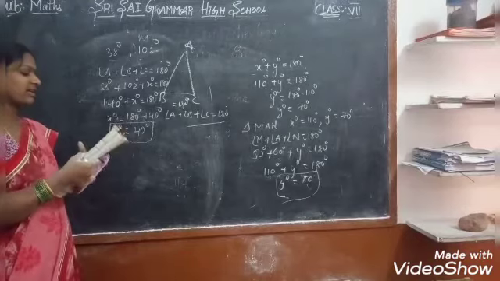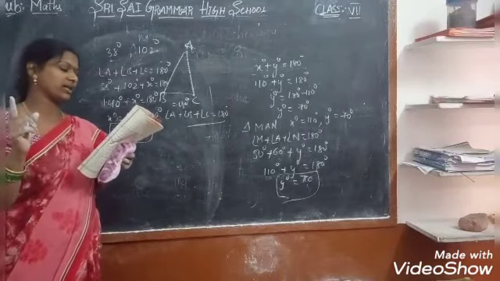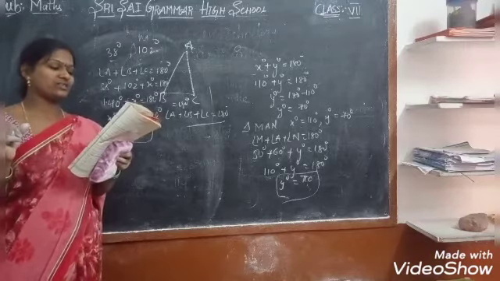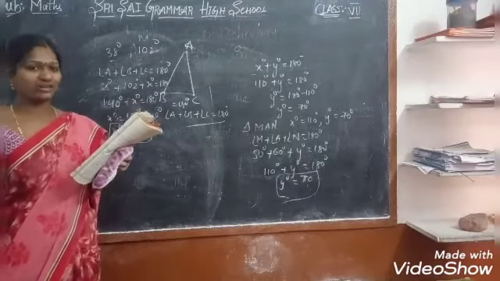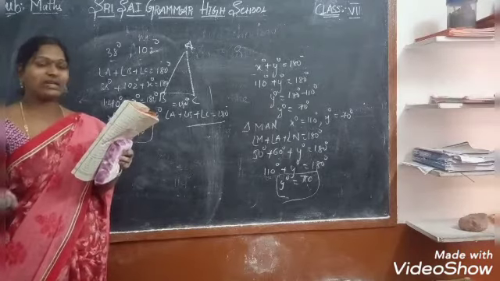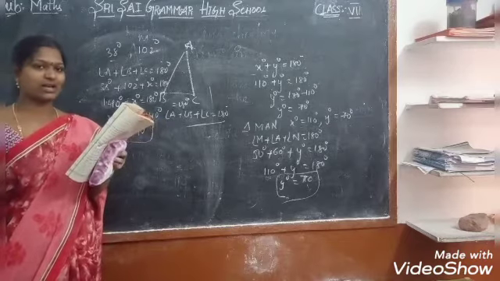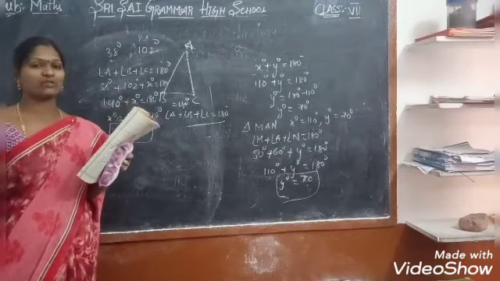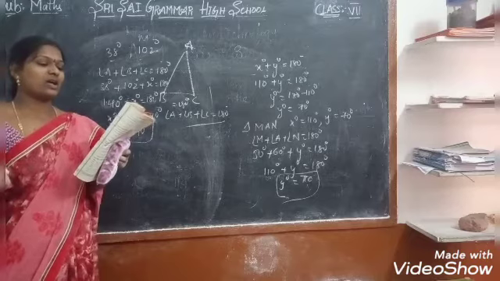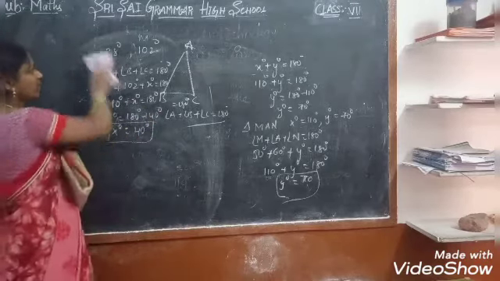In a right angle triangle, one acute angle is 30 degrees. Find the other acute angle. They have given a right angle triangle, and from that we have to find the other angle. Let it be x. One angle is 90 degrees, another angle is 30 degrees. We are going to find the other angle using the angle sum property.